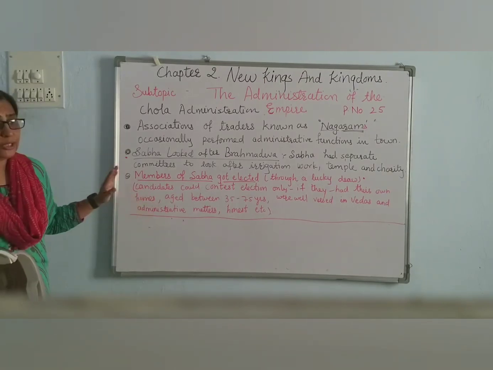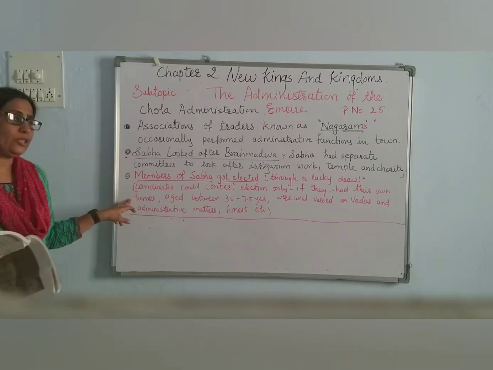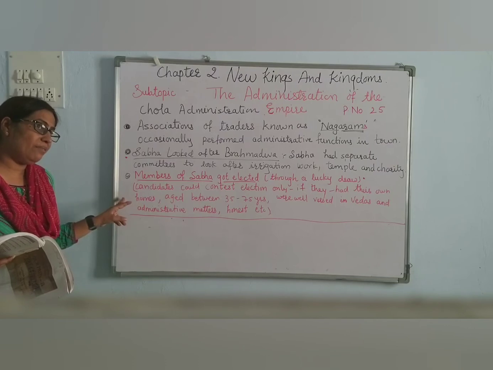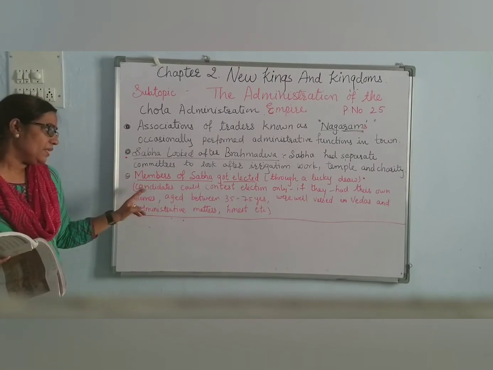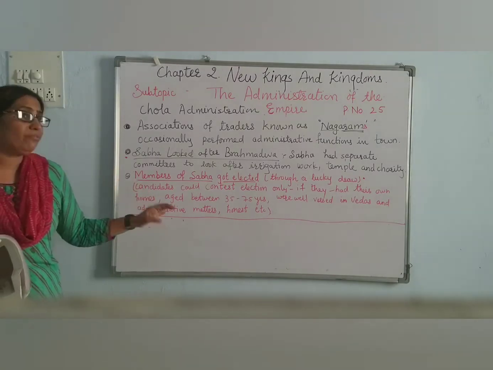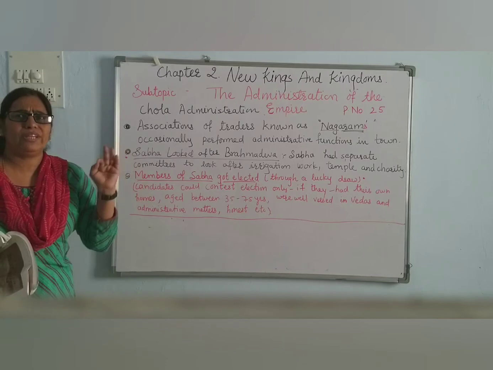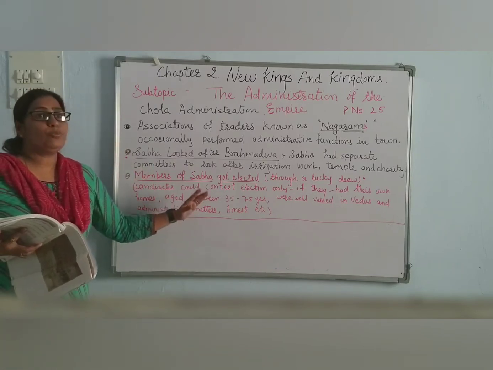First of all, the person must have his own home or his own property, and his age should be 35 to 75. He must be well versed in the Vedas. That is very important. He must also know administrative matters, and he should be honest.